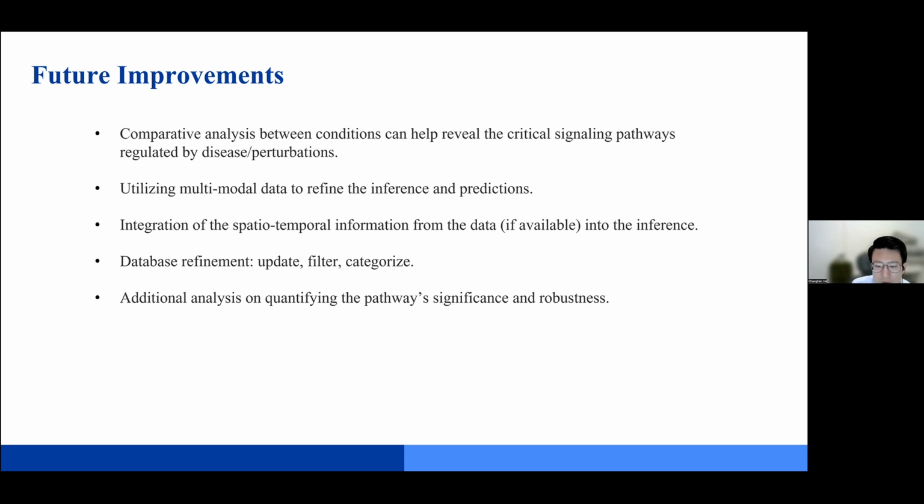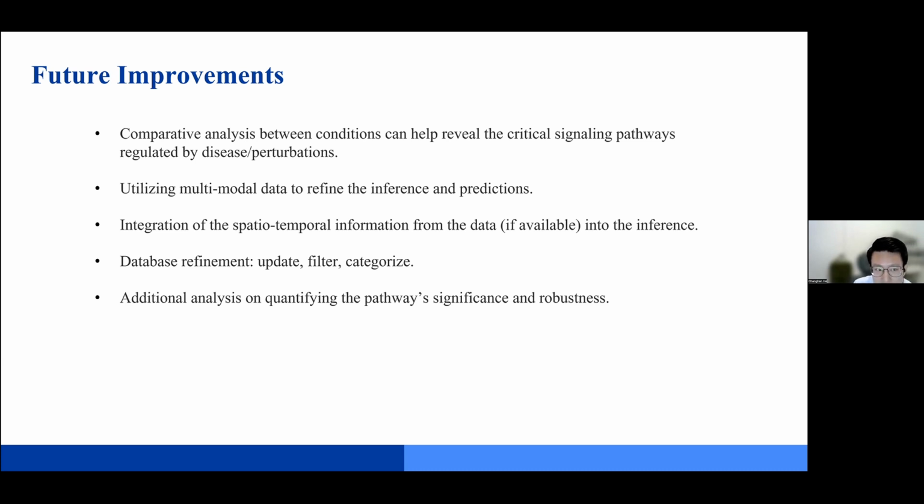And also, right now we do not have any analysis to quantify the significance or robustness of pathways, like p-values or bootstrap tests. So if we can include this part, we will have more information to rank those signaling pathways and identify which of these pathways are very important.